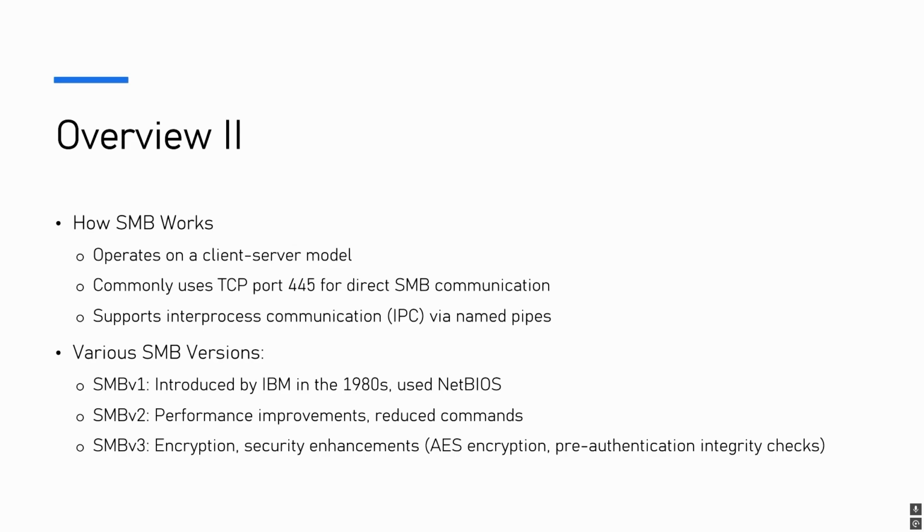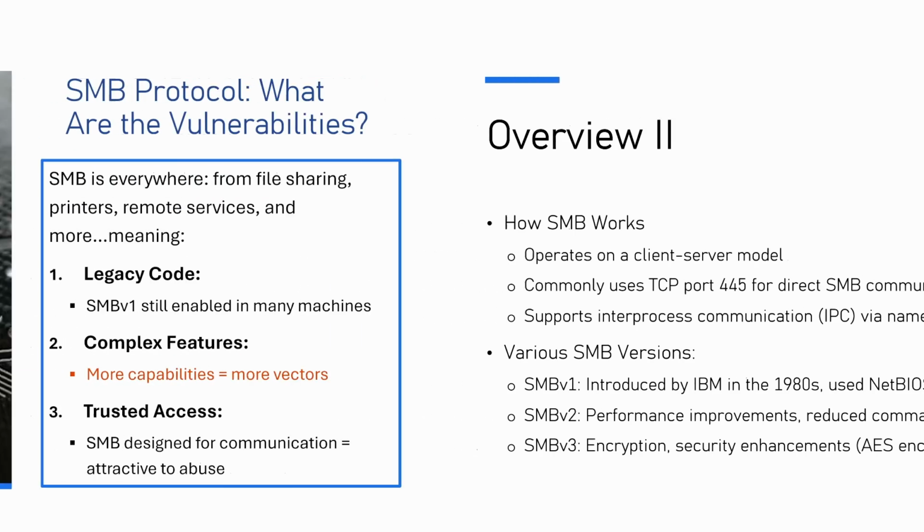SMB v1, introduced by IBM in the 1980s, relied on NetBIOS and had limited security features, while SMB v2, released in 2006, reduced the number of commands, thus improving efficiency and security. Now, SMB v3, introduced in 2012, added significant security upgrades, including encryption using AES and pre-authentication integrity checks to protect against attacks such as man-in-the-middle. These updates have made modern SMB versions much more secure, but vulnerabilities still exist, especially in older versions.